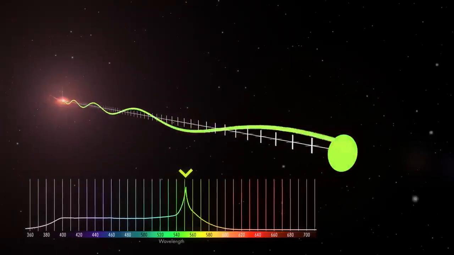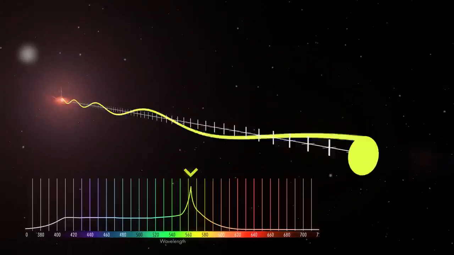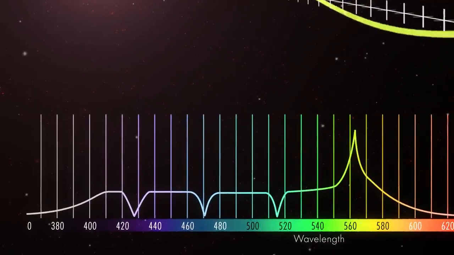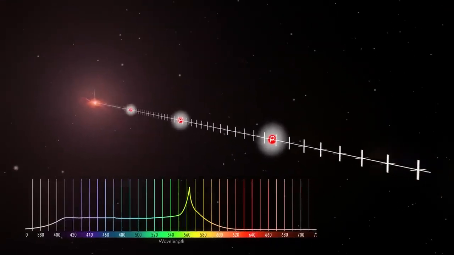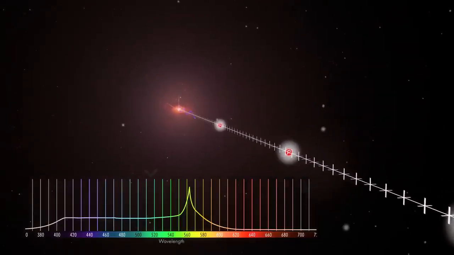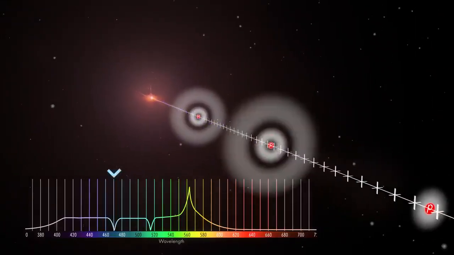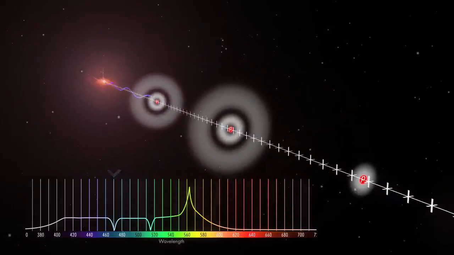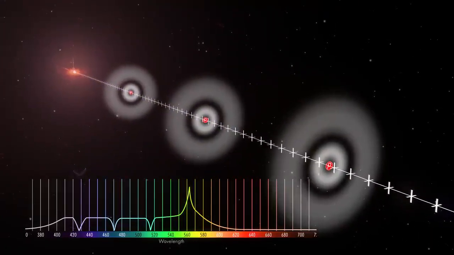That is yellow light. What's fascinating is if you look to the left of this peak, you see many little dips. These are absorption lines created by neutral hydrogen atoms that lie along our line of sight with the quasar. When light from the quasar reaches neutral hydrogen, the photons that can excite the electrons from the ground state to the first excited state are absorbed.